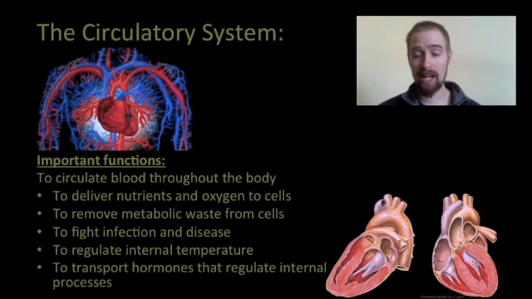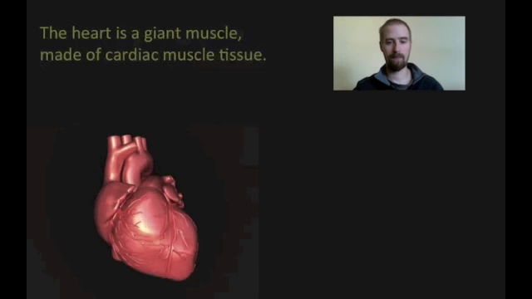It's able to help us regulate our internal temperature, and we saw an example of that in our video about the integumentary system, where we looked at the way that capillaries expand and contract or expand and recede based on changes in our external temperature. And the circulatory system also helps us to transport hormones that regulate internal processes. And we're going to learn a lot more about that in our next video about the endocrine system.